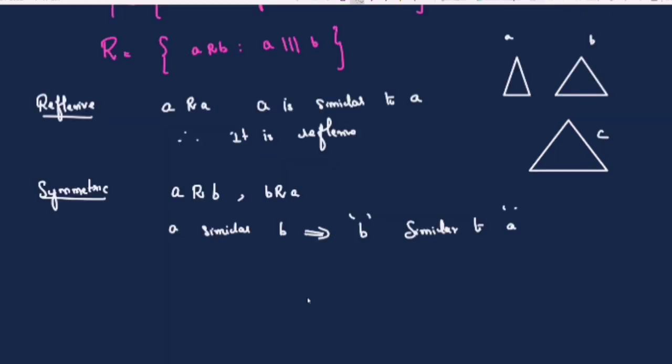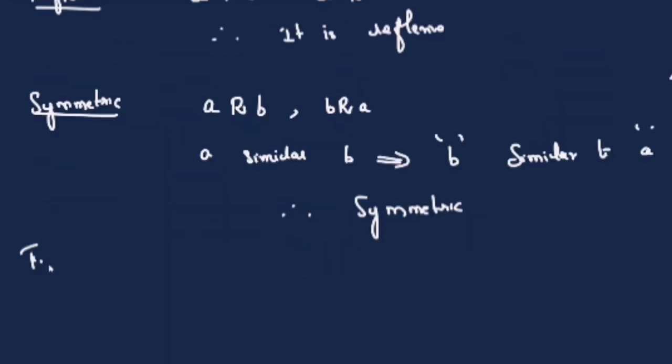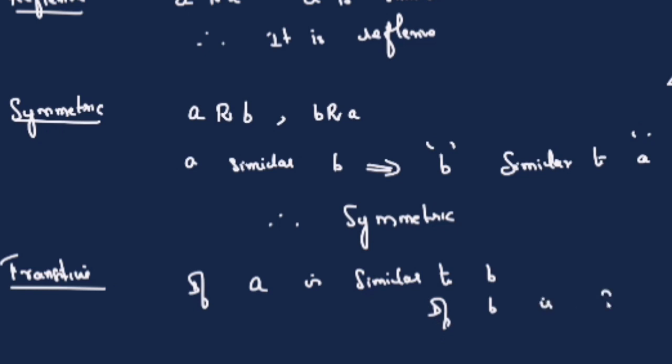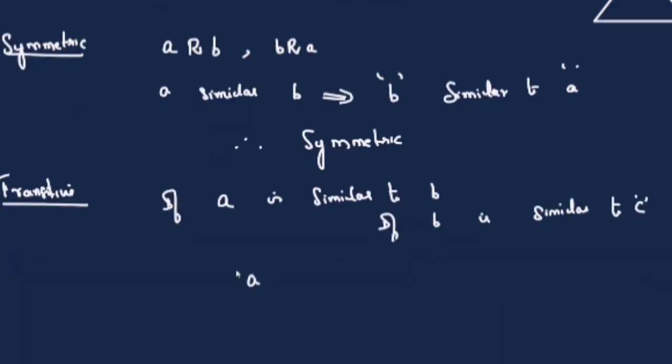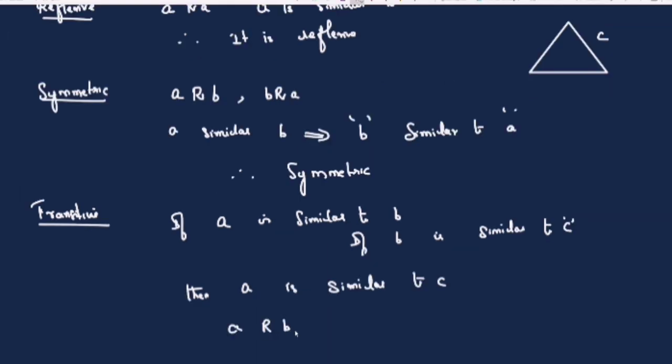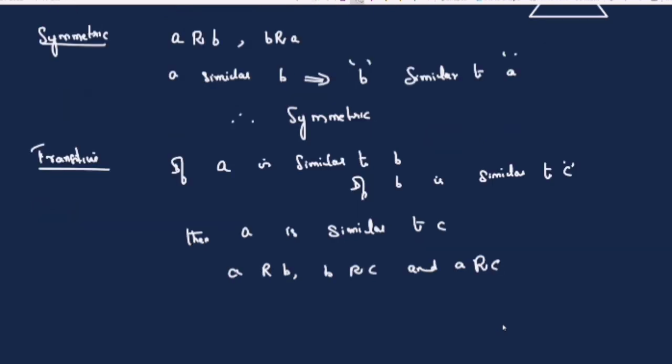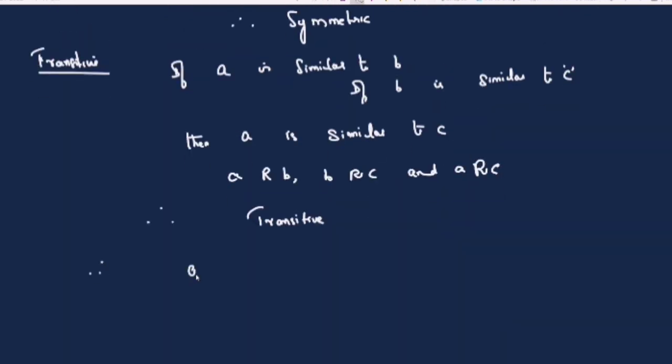Therefore, it is symmetric. What about transitivity? To prove it is transitive, you need three triangles. You just take A, B, C. If A is similar to B, and B is similar to C, then A will be similar to C. So A is related to B, B is related to C, and A is related to C. Therefore, it is transitive. Therefore, it is an equivalence relation.